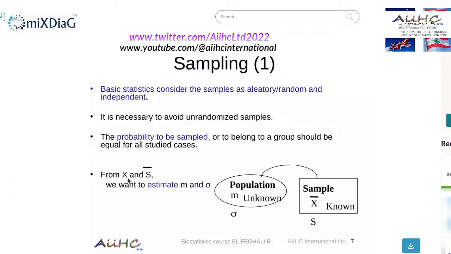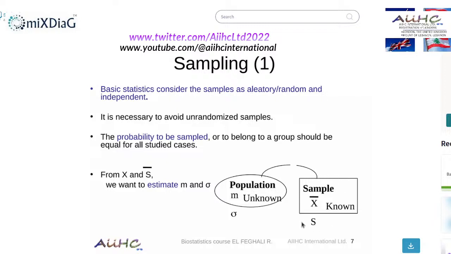From x-bar and s, where x-bar is the mean and s is the standard deviation, we want to estimate mu. Like we've said before, x and s are statistics. You can call them statistics right now because we haven't yet seen what x and s are. So x is the mean and s is the standard deviation.